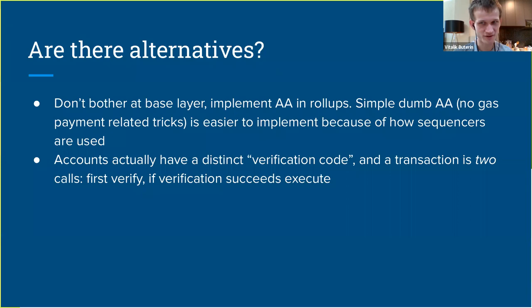In terms of implementation and where we go from here, I personally think that despite the existence of these alternatives, the fact that account abstraction is going to be implemented in rollups anyway is fine. But I do think that pushing forward on coming up with something and implementing it at the base chain layer is still a valuable thing to do.